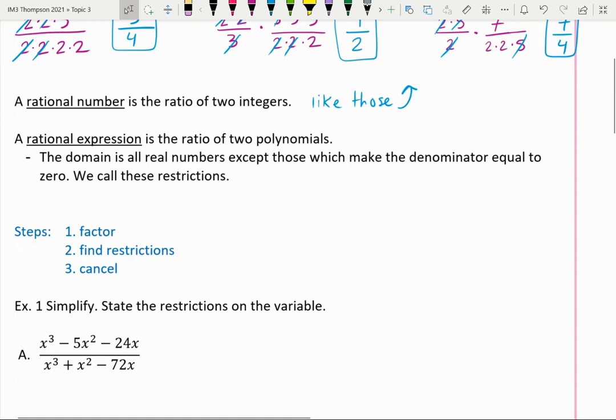The work we do to simplify rational expressions is going to look very similar to the work that we did when finding points of discontinuity for rational functions. They're closely linked.